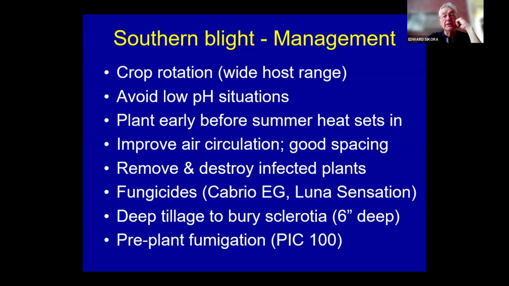One thing you can do is deep tillage. Audrey was talking about this in the previous presentation, but with deep tillage, you want to bury those sclerotia, those seed-like structures, at least 6 inches deep. This is mainly because the fungus has to attack the plant at the soil line. And if the sclerotia are buried so deep, they have a hard time moving back up into that area. So it takes some time. And then, of course, you have pre-plant fumigation. I have Pic 100 here, but there are some other products available. And if you get the 2025 Southeast Vegetable Crop Handbook, these are listed in the book, and also the fungicides labeled for southern blight.